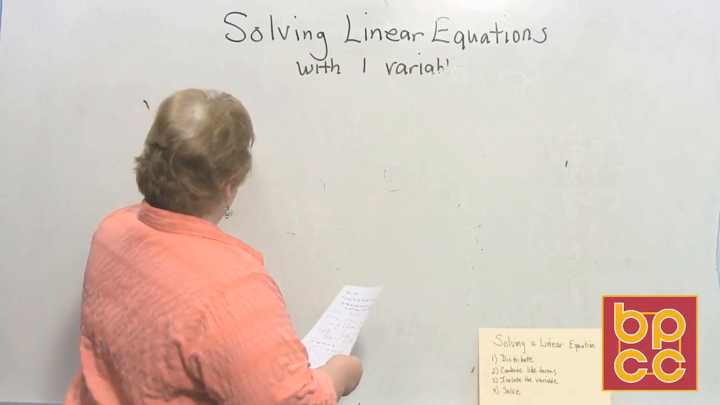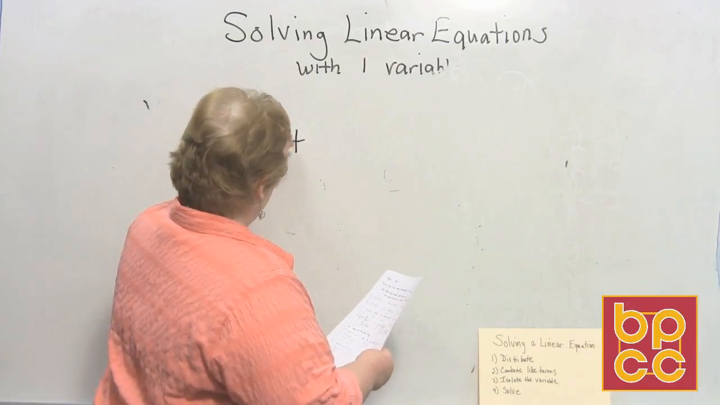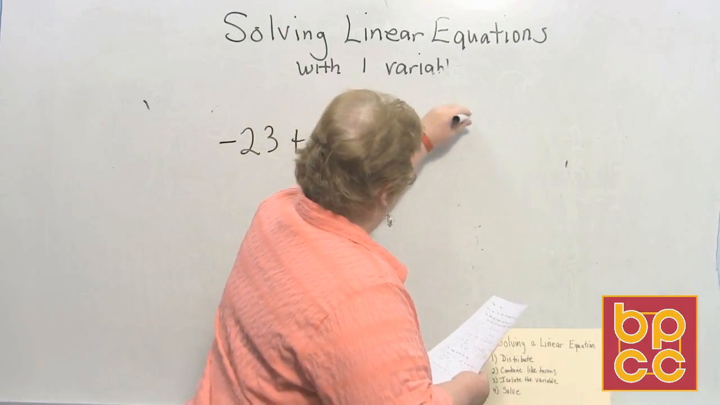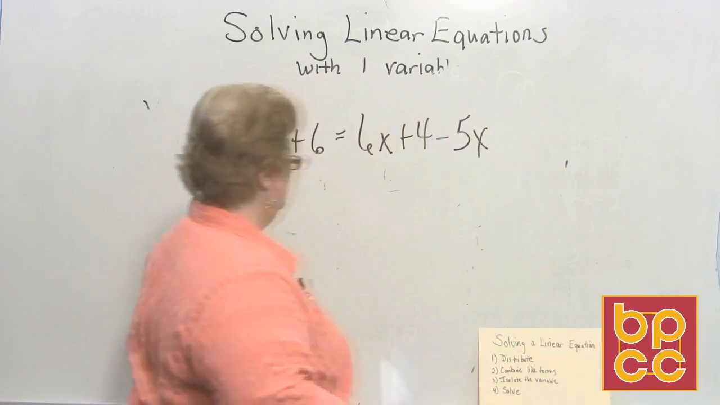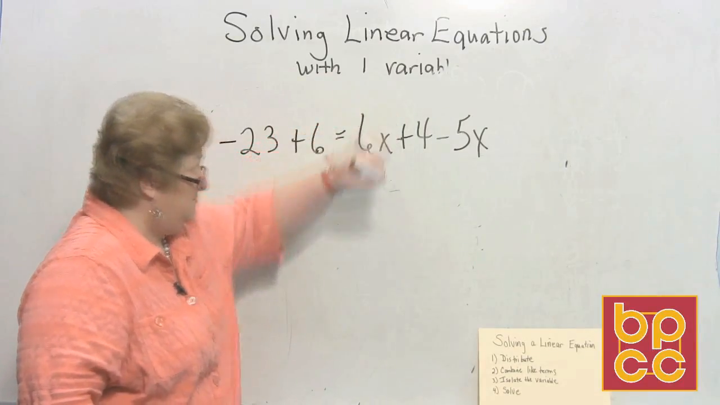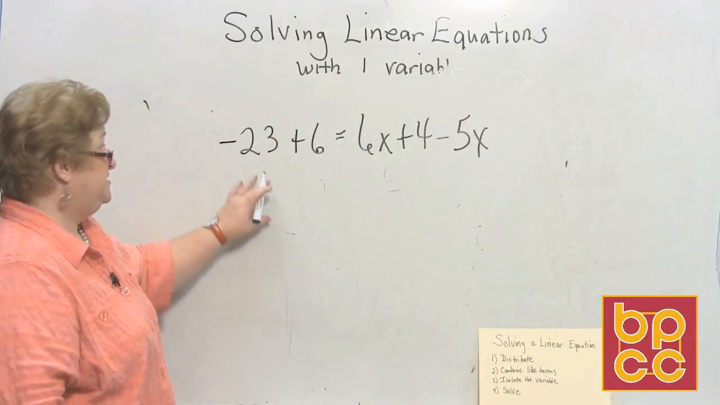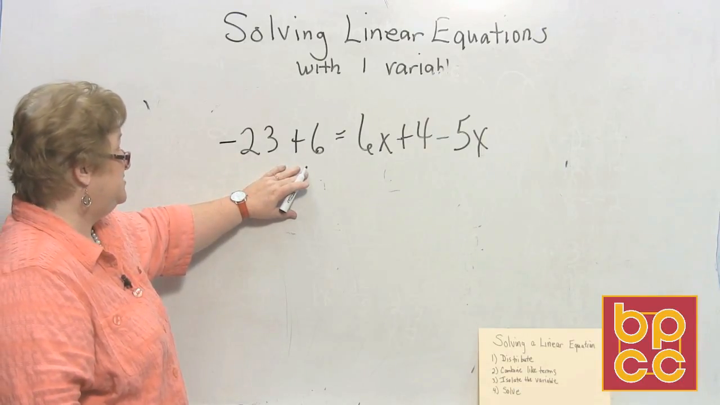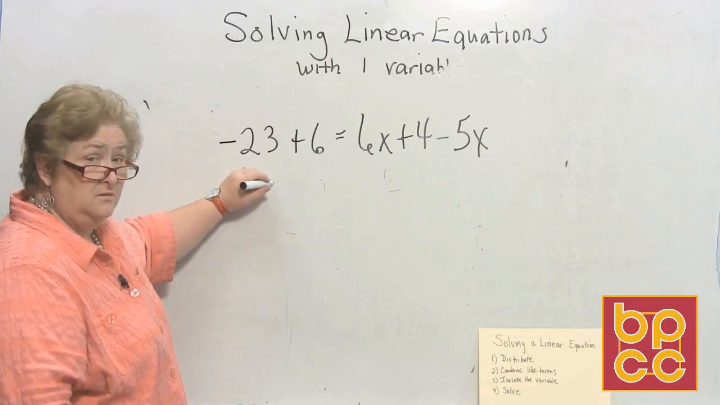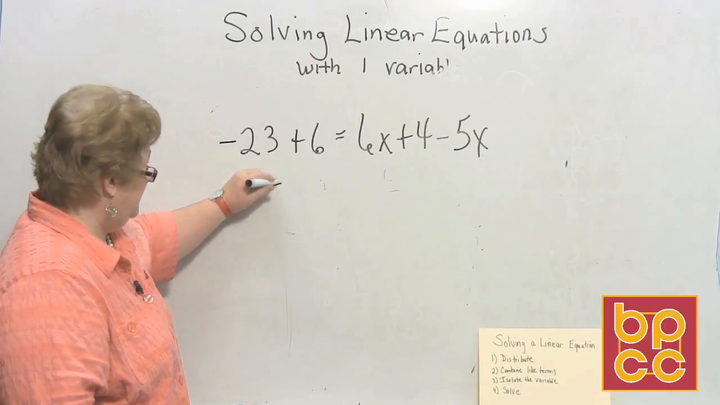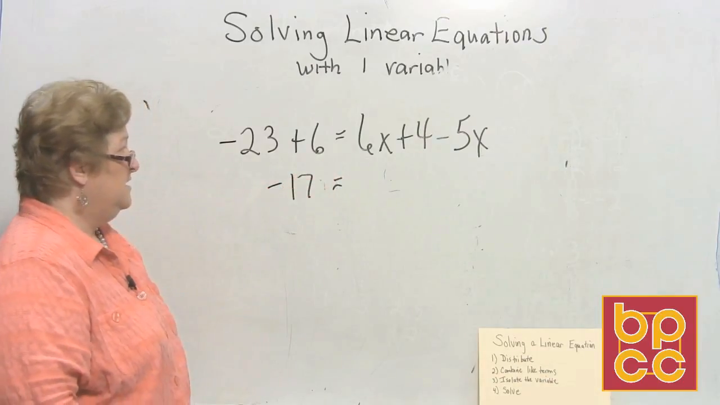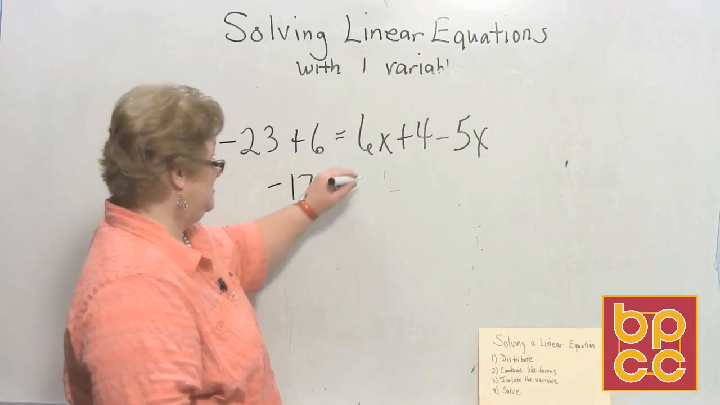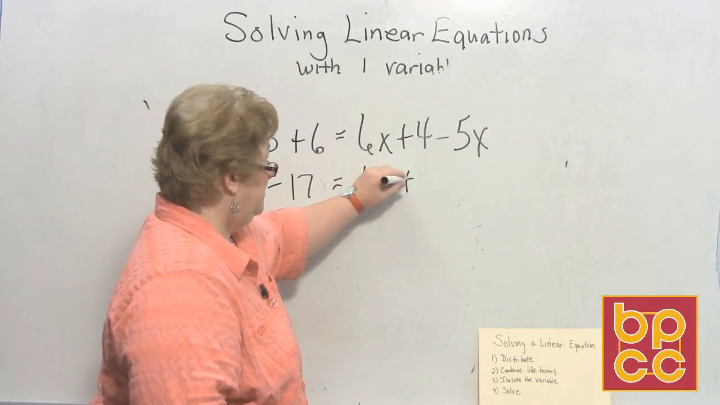Okay, this time I'm going to do a negative 23 plus 6 equals 6x plus 4 minus 5x. Now we have a lot of combined like terms to do here. On this side, we can combine our numbers, a negative 23 and a positive 6. That's going to be what? Negative 17. Okay, negative 17, we took care of that. Now on this side, I have a 6x and a negative 5x. Okay, let's combine those into just 1x and then the plus 4.